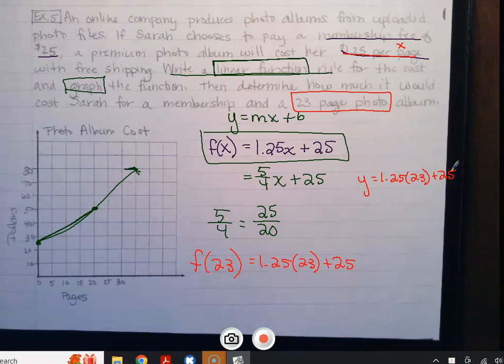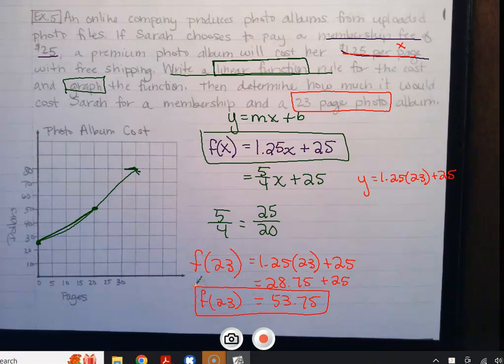Okay, $1.25 times 23 is $28.75. So what is $28.75 plus $25? $53.75. Good. So our function of 23, which just means that if we bought a 23-page photo album, it would cost $53.75. It'd be like right about there.